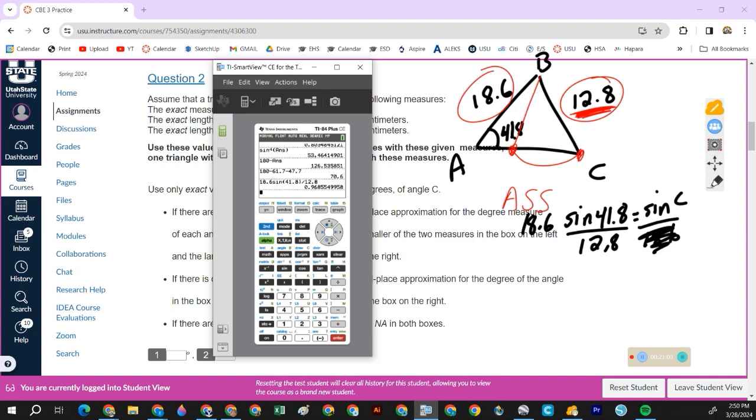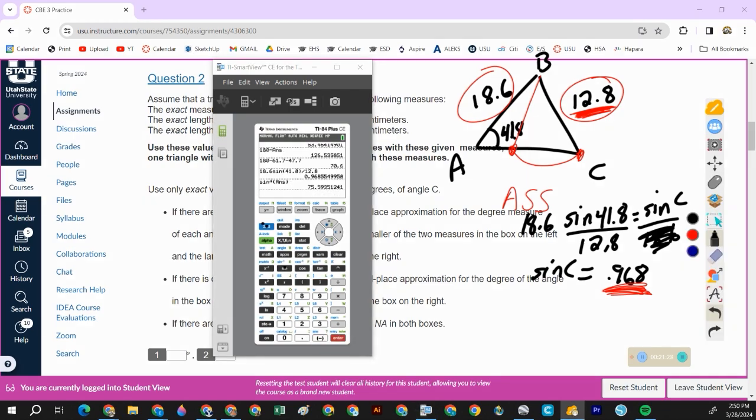Okay, so the sine of C is 0.968. And this is where you don't want to round. Don't round this. Okay, so we're going to invert. So sine inverse of the answer. I get 75.59. Again, don't round this. That is the measure of angle C.